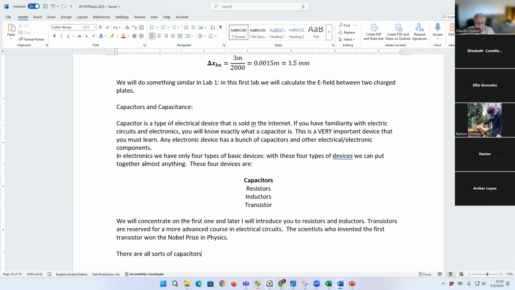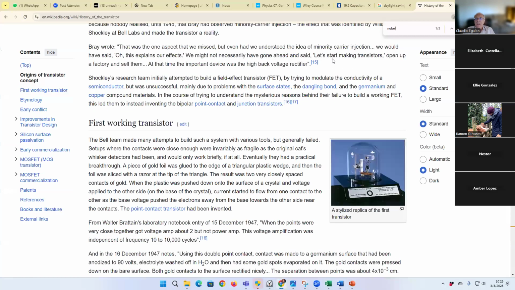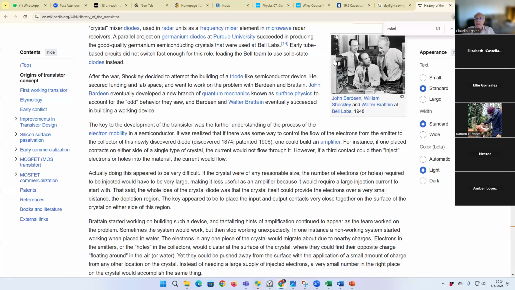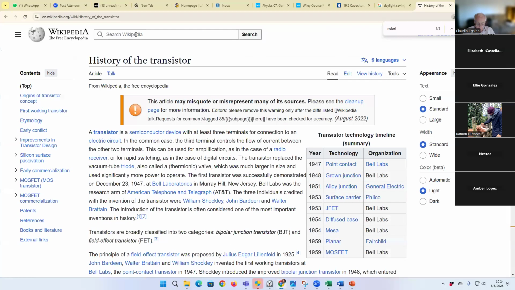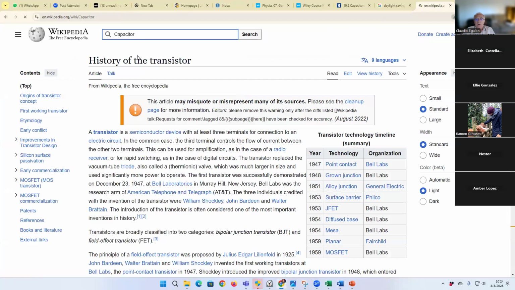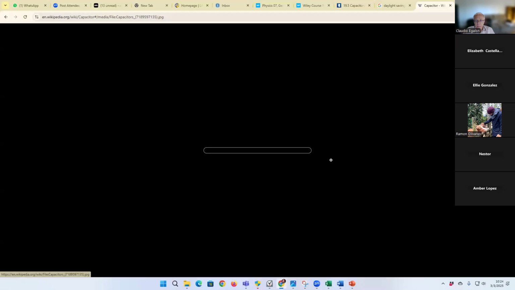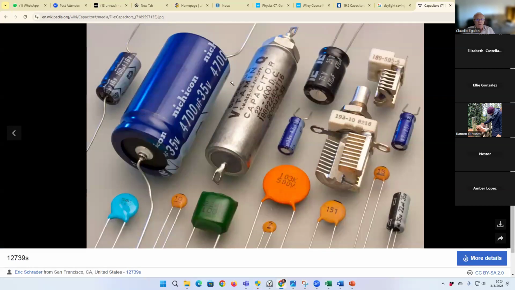Let's take a look here, capacitor. You're going to see commercially available capacitors that you can buy out there. Okay, so here you go. Several different types of capacitors. This is a cylindrical capacitor, this is a cylindrical capacitor.